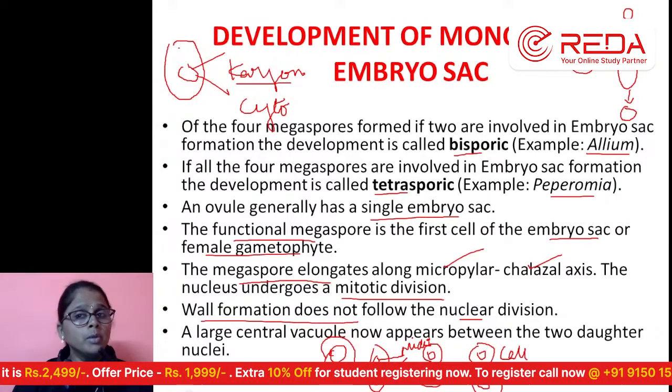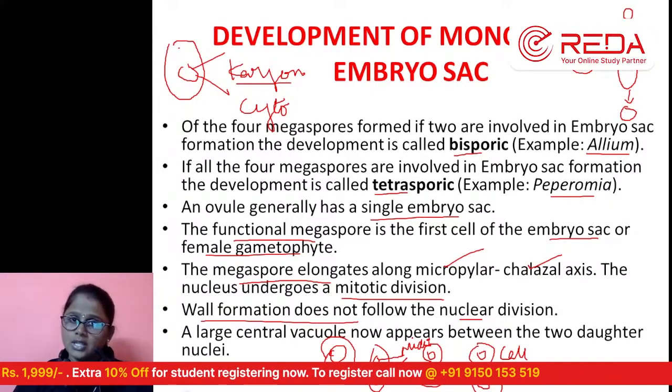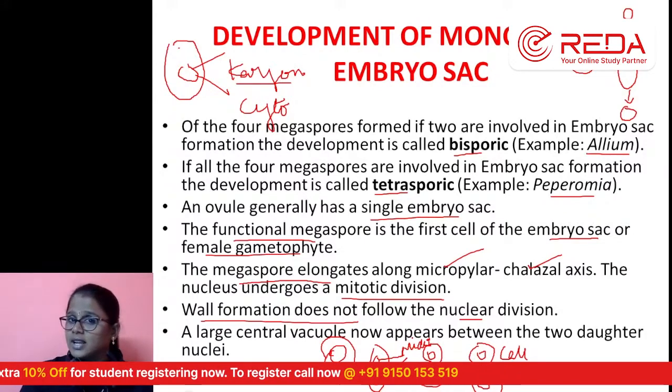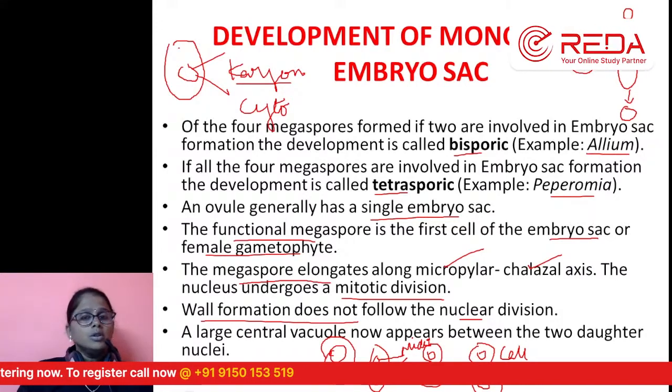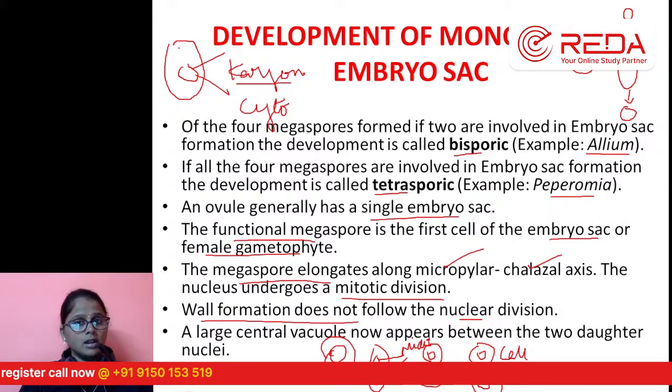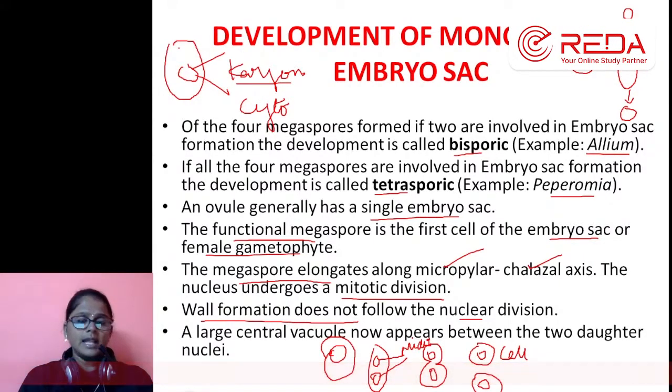ஸோ இந்த டேர்ம் ரொம்ப ரொம்ப இம்பார்ட்டன்ட். ஏன்னா நம்ம எம்ப்ரியோ சாக்கோட ஸ்ட்ரக்சர் படிக்கும் போது நியூக்ளியைங்கிறது வேறு டேர்ம், செல்லுங்கிறது வேறு டேர்ம். ஸோ கன்ஃபியூஸ் பண்ணிக்கக்கூடாது. ஸோ நியூக்ளியஸ் டிவைட் ஆனாலும் அவங்க நியூக்ளியை தான் இருக்கிறாங்க, because they are not surrounded by the cell membrane. Once it is surrounded by the cell membrane, then they will become a complete cell. Okay?